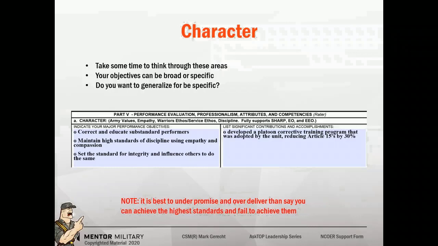It is best to underpromise and overdeliver than to say you can achieve the highest standards and fail to achieve them. I want you to think about that. Don't go claiming you can do everything great, because some raters are going to hold you to that and not allow you to modify that support form.